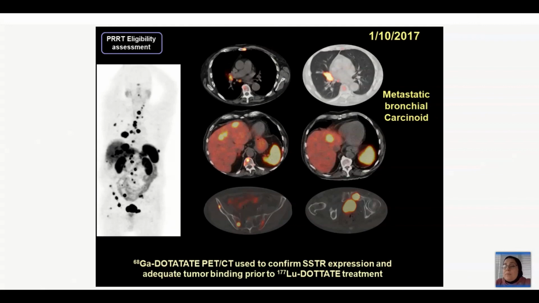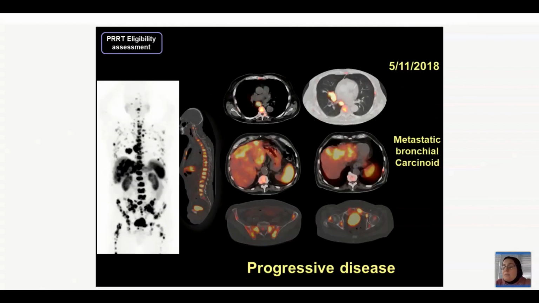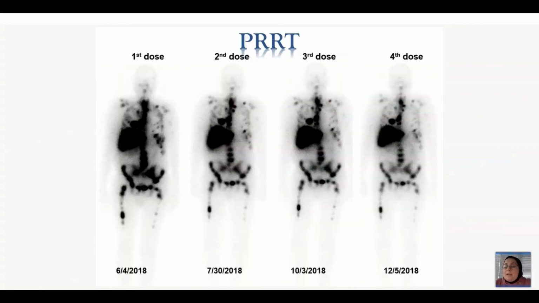Okay, the patient came back to us a year later looking like that, with obvious disease progression. And all the disease is actually expressing somatostatin receptors, as we can tell from that dotatate scan. So we decided to go ahead with PRRT. And like I said before, we ask our patients after each dose, 5 days later, to come for imaging. And this is the imaging after the first dose, the second dose, third dose, and fourth dose. You can simply see that the level of activity is decreasing. If you pick one lesion and follow it, you will see the activity is decreasing, right?